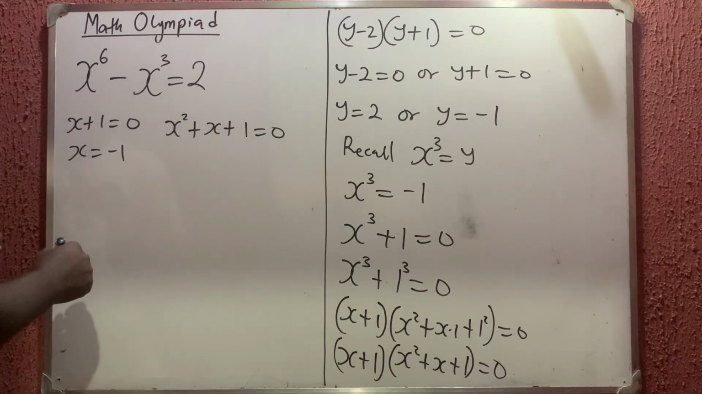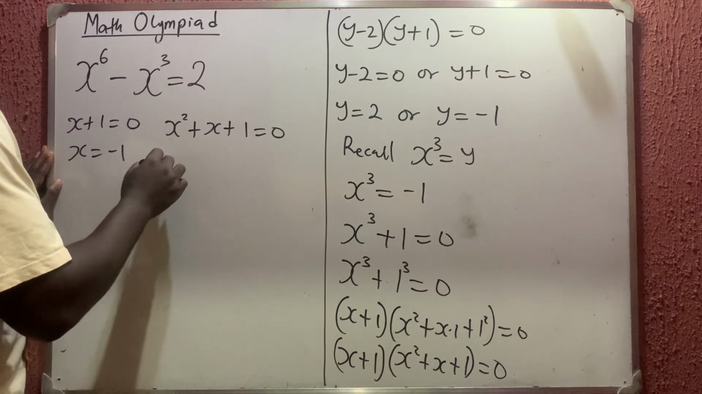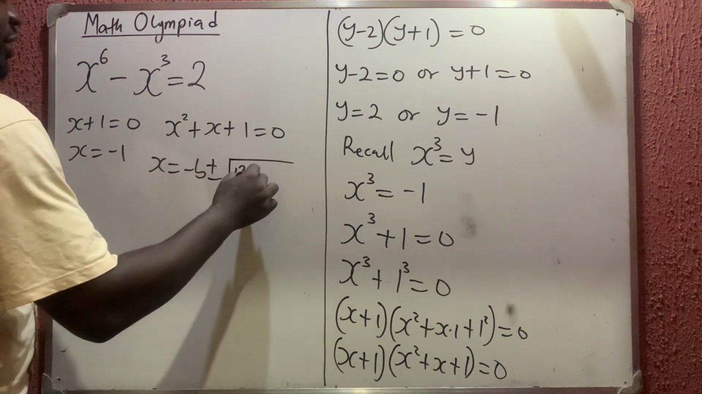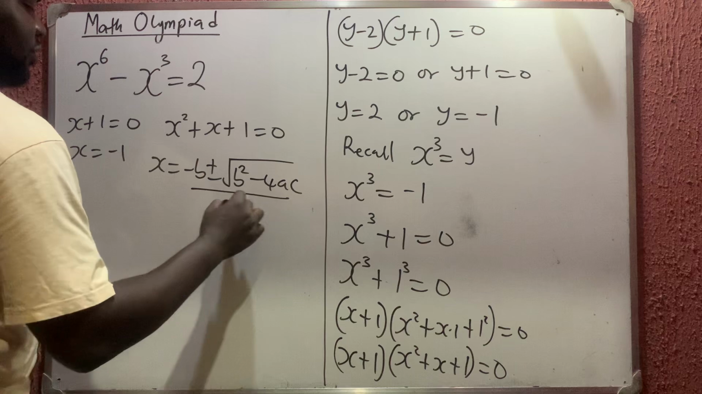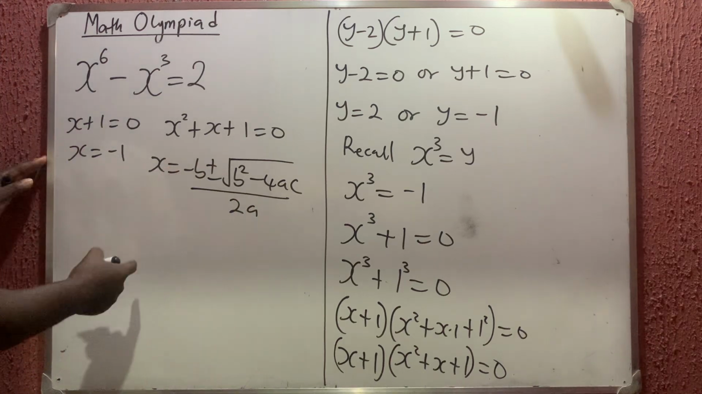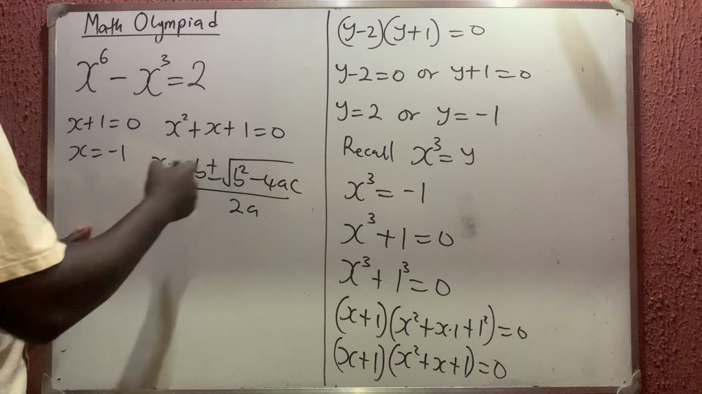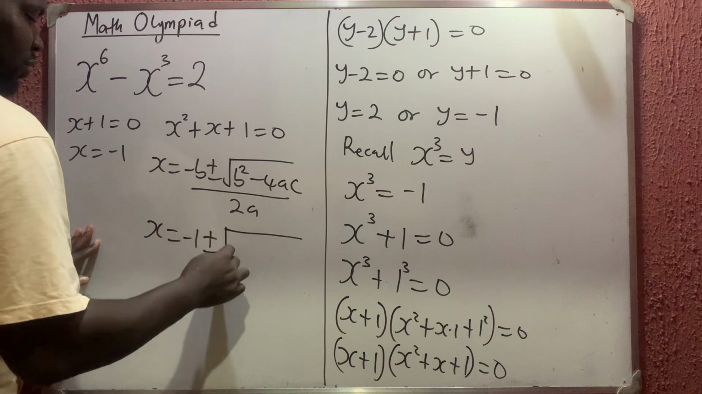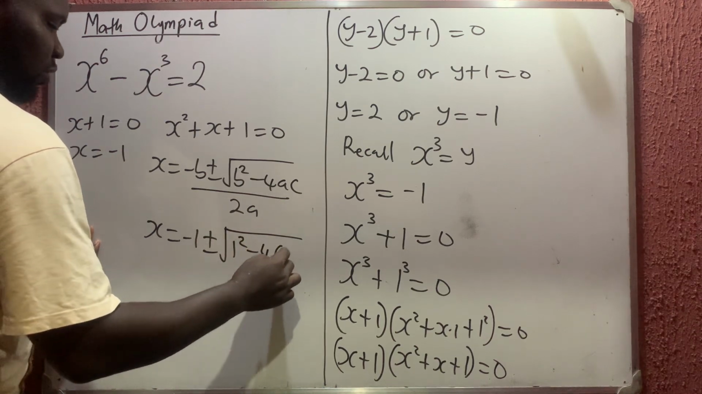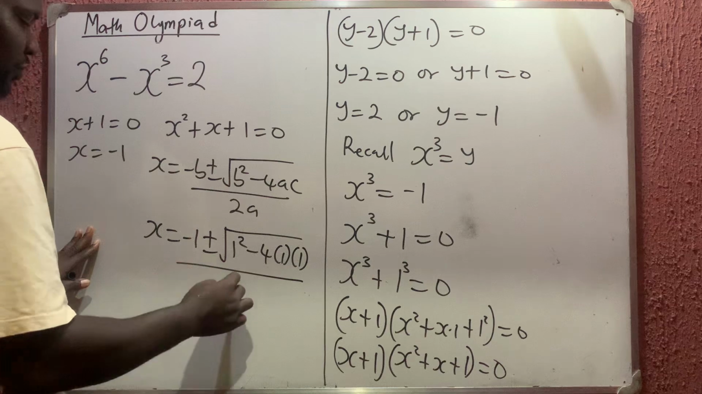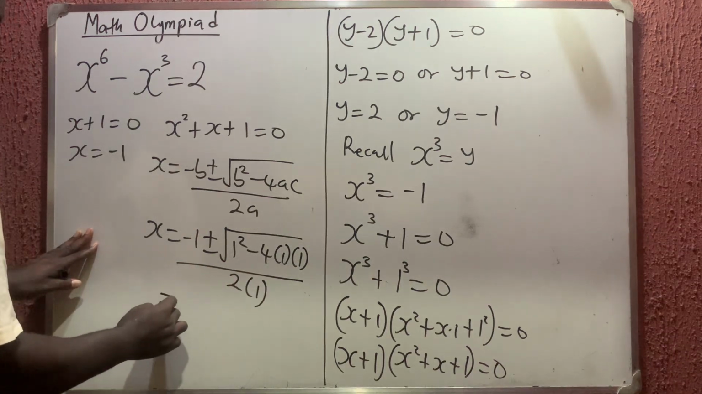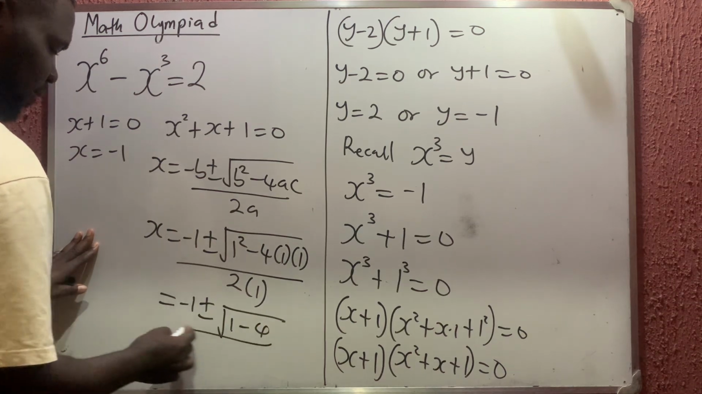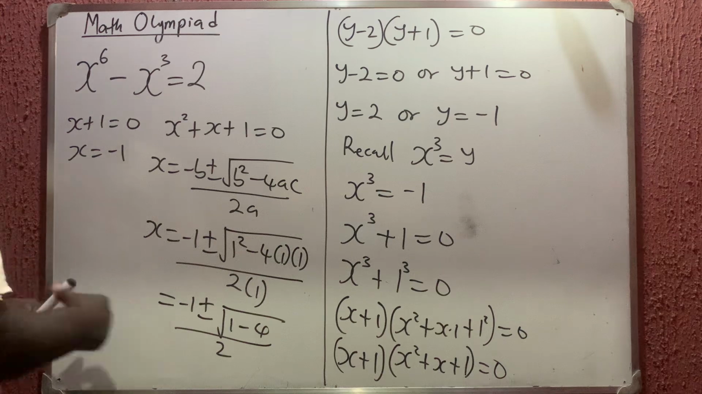The next one is x squared plus x plus 1 is equal to 0. If you apply the quadratic formula, x is equal to minus b plus or minus the square root of b squared minus 4ac, everything over 2a. Don't forget that this is your a, this is your b, this is your c. So my x is equal to minus 1 plus or minus the square root of 1 squared minus 4 into 1 into 1, everything over 2 into 1. So I'm left with minus 1 plus or minus the square root of 1 minus 4, everything over 2.